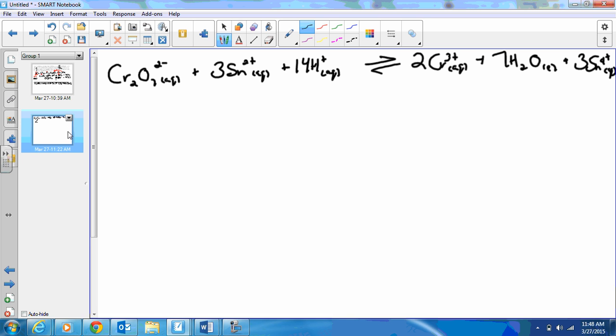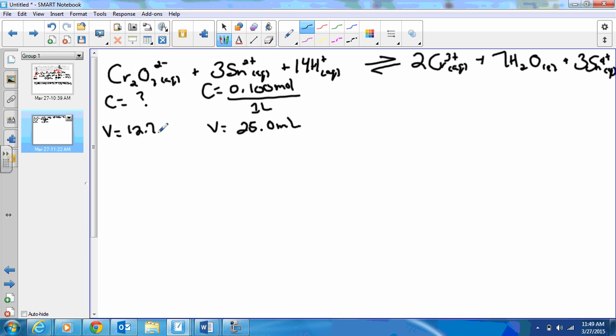So write out the information that we're given. The tin 2 chloride solution had a concentration of 0.1 mole per liter. So this concentration is going to go here with my tin 2 ions, which are part of the tin 2 chloride. So 0.100 moles per 1 liter. And the volume that I required is 25 mL for each. I'm trying to find the concentration of the dichromate solutions. That's this guy here. And the volume that we used on average was 12.7 mL.